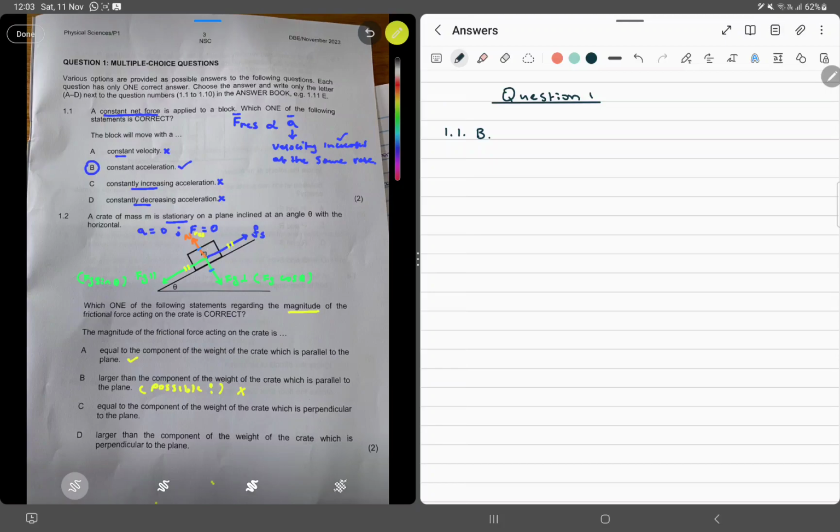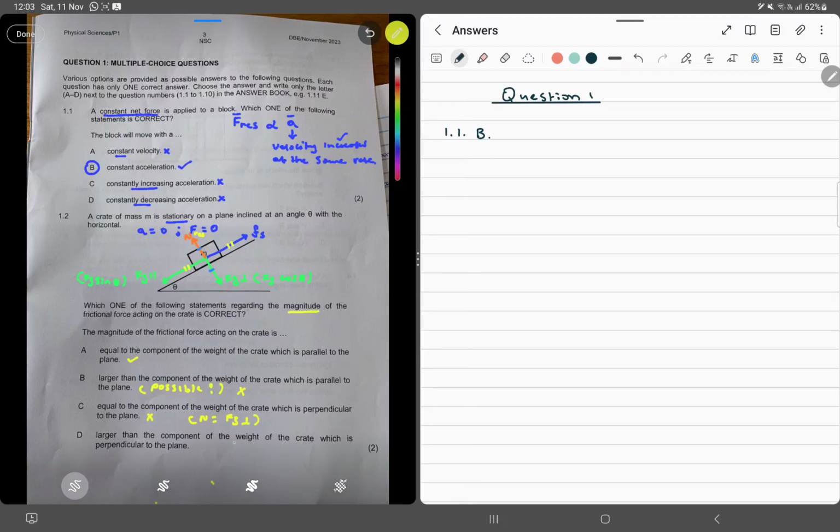This means friction increased to its maximum. Okay, that is possible, but at a go, it is not at maximum. Or should we say, we would not essentially say it's larger than the opposing force. Now, equal to the component of weight of the crate, which is perpendicular. No, this is just the normal force. We know that it's only the normal force that is equal to Fg perpendicular, not the frictional force.